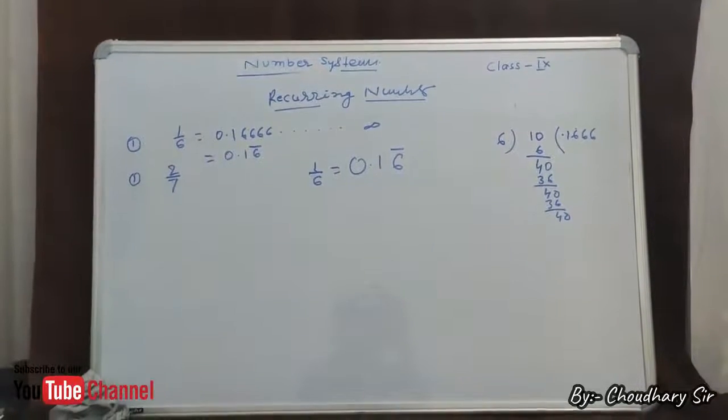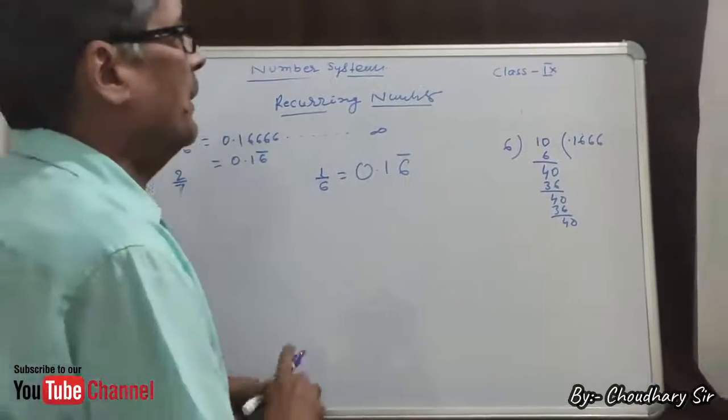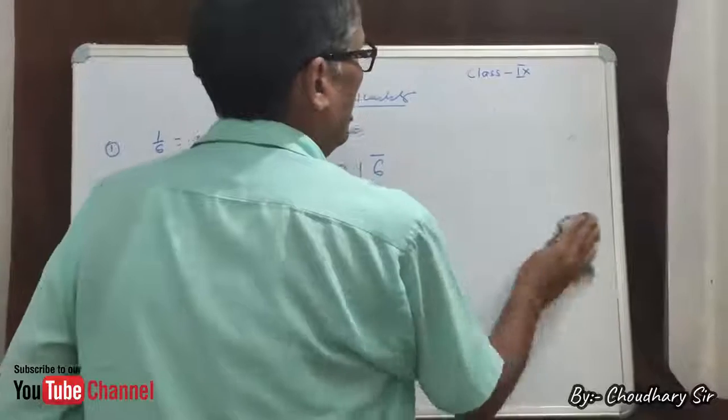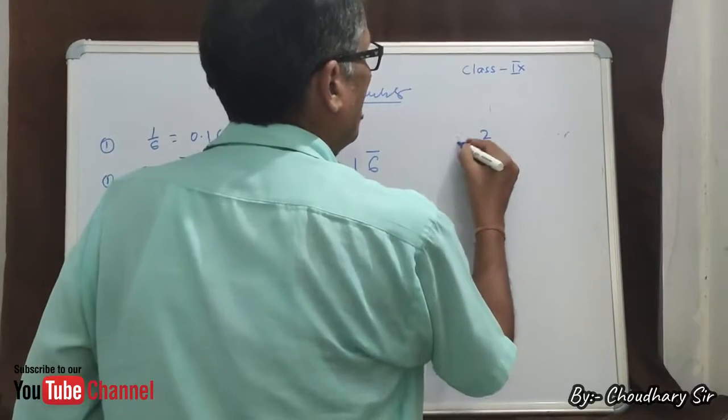Similarly, 2 divided by 7. What will be? See here. Divide 2 by 7.